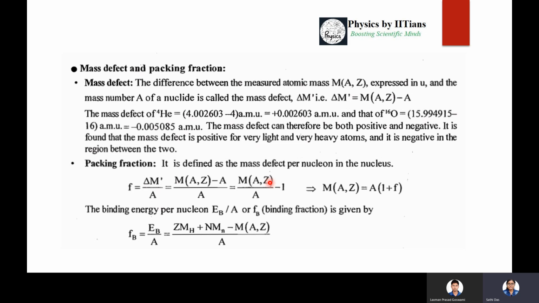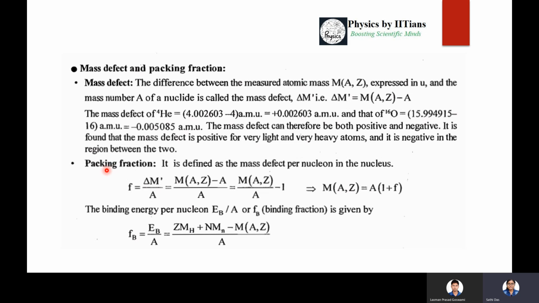So you can write it as M divided by A minus 1, or M(A, Z) can be written as M of AZ equals A into 1 plus F. So the binding energy per nucleon, EB by A or FB, that is binding fraction, is given by EB by A or FB equals to [ZMH plus NMn minus M(A, Z)] divided by A. So binding energy per unit nucleon, that is called the binding fraction.